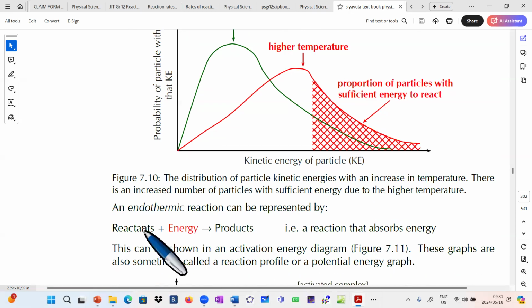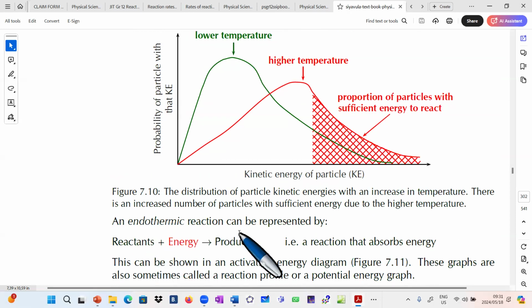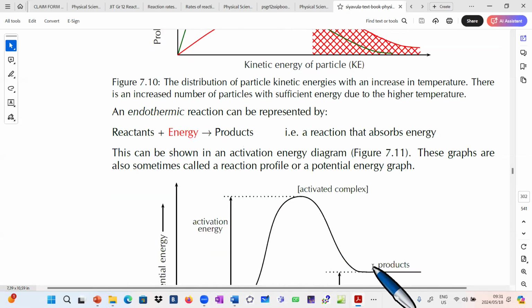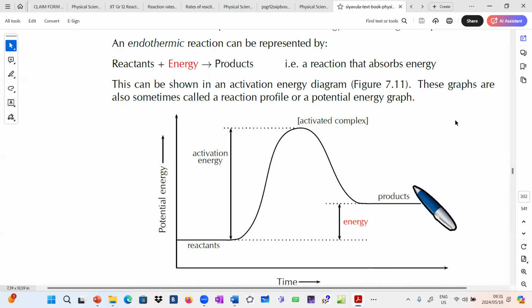Okay, now let's look at what we call the endothermic reaction, which can be represented below. If the reactants gain energy in an endothermic reaction, it's a reaction that absorbs energy. We saw that a reaction that absorbs energy is called endothermic. So if you take reactants and add energy in the form of heat or an increase in temperature, the products are formed. This can be shown in an activation energy diagram, which is 7.11. These graphs are also sometimes called a reaction profile or a potential energy graph.